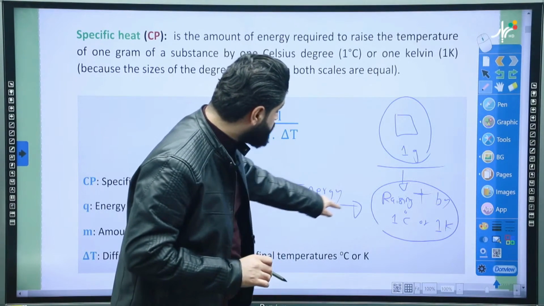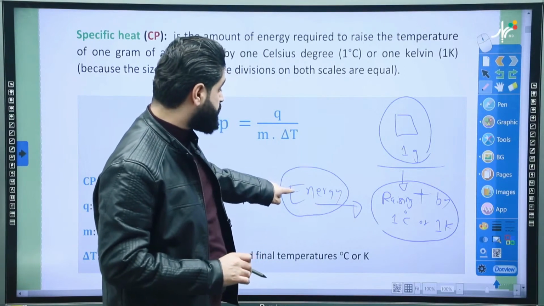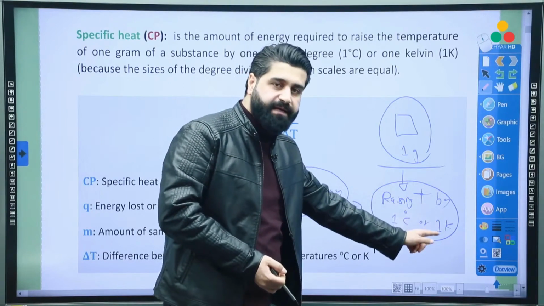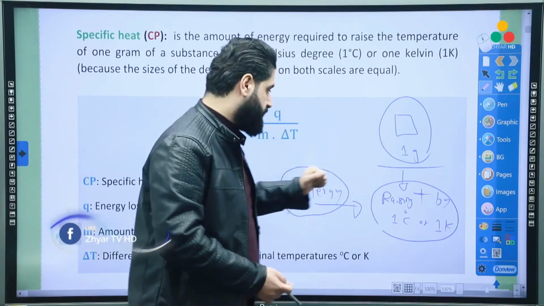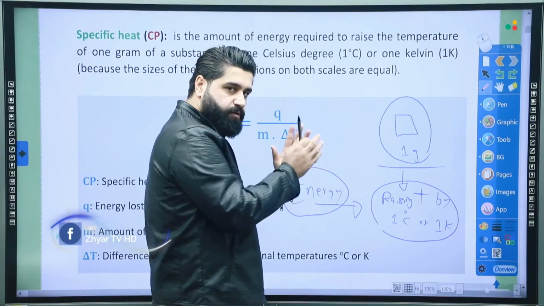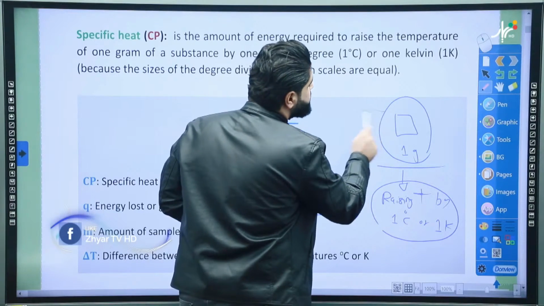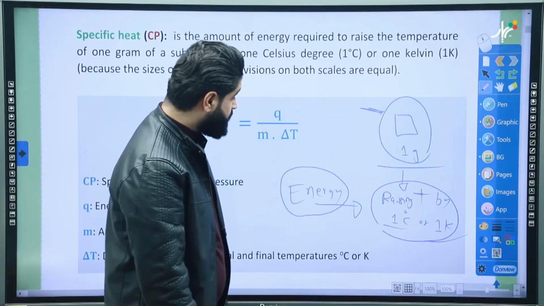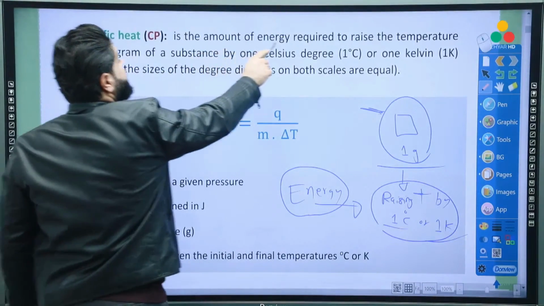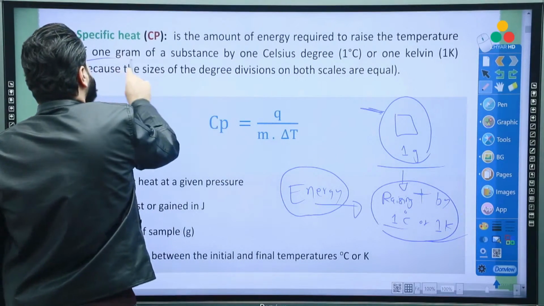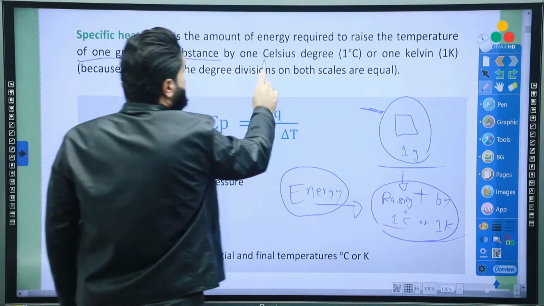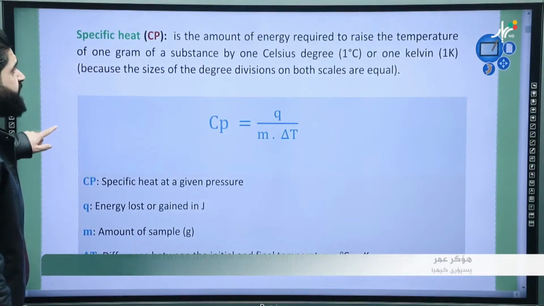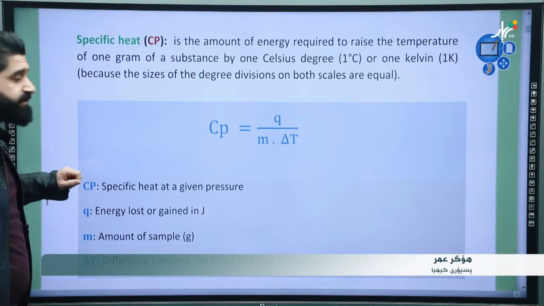So CP is the amount of energy required to raise the temperature of 1 gram of a sample by 1 Celsius degree or 1 Kelvin. Okay? So it's the amount of energy required to raise the temperature of 1 gram of a substance or sample by 1 Celsius degree or 1 Kelvin. This is CP. So each individual component of CP is very important.